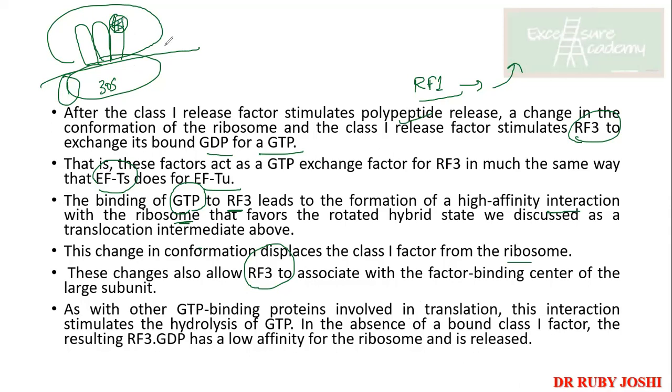Now this has got less affinity, so in the absence of the bound class 1 factor, the resulting RF3 GDP has low affinity, so it will get released from the ribosome. So eventually what had happened, आपका translation stop हो गया है, polypeptide chain release हो गया है RF1 की help से। RF1 को release किया किसने, RF3 से। So RF3 does not have good affinity when it is bound to GDP for the ribosomes, right? So again it will automatically get dissociated from the ribosome, ठीक है। Tanvi, are you able to follow this slide?